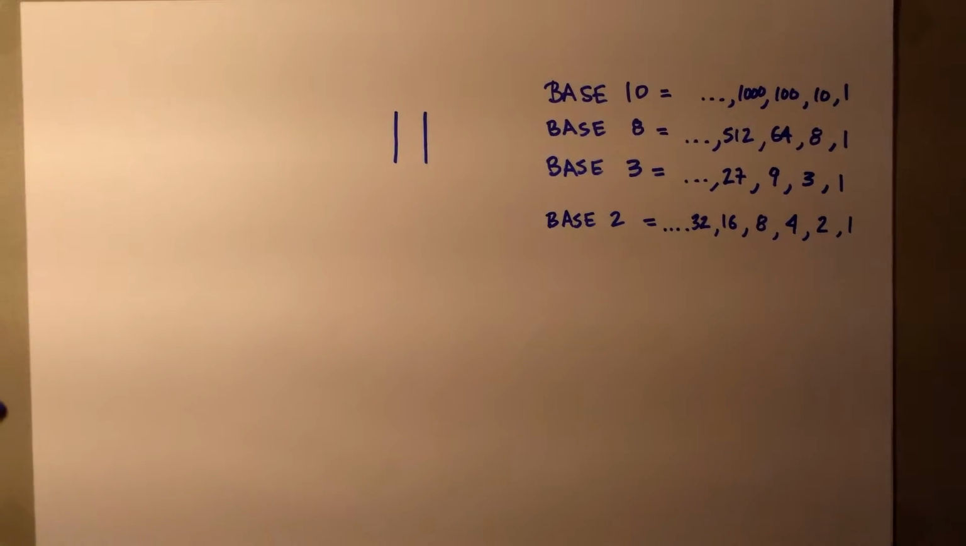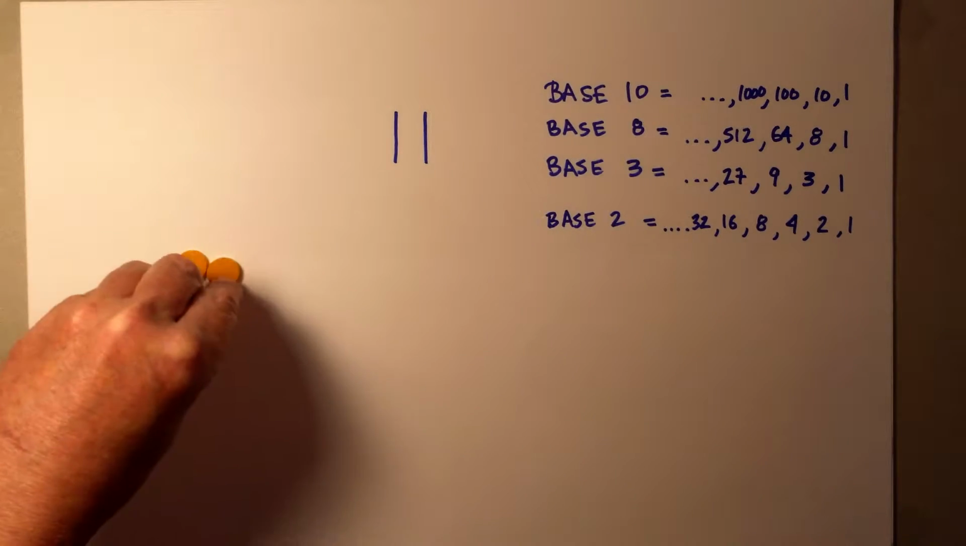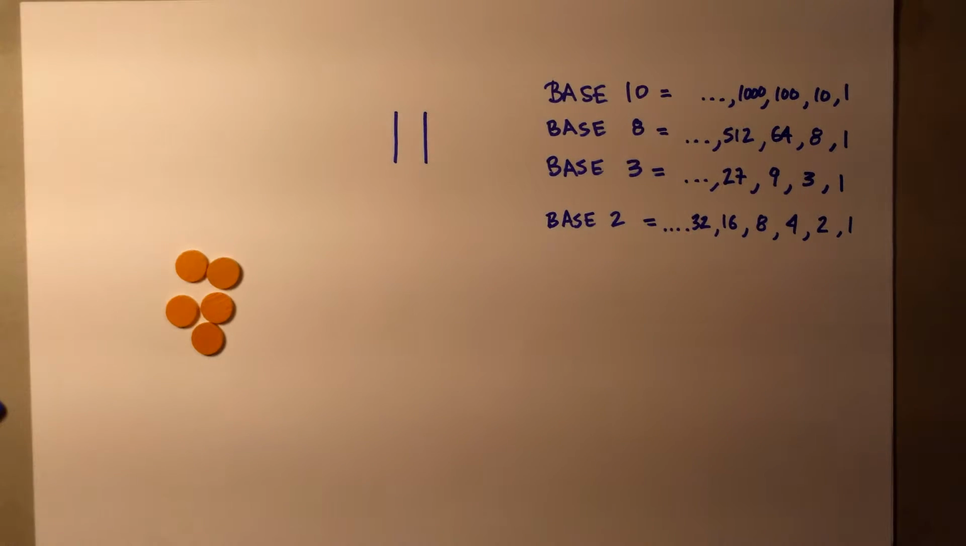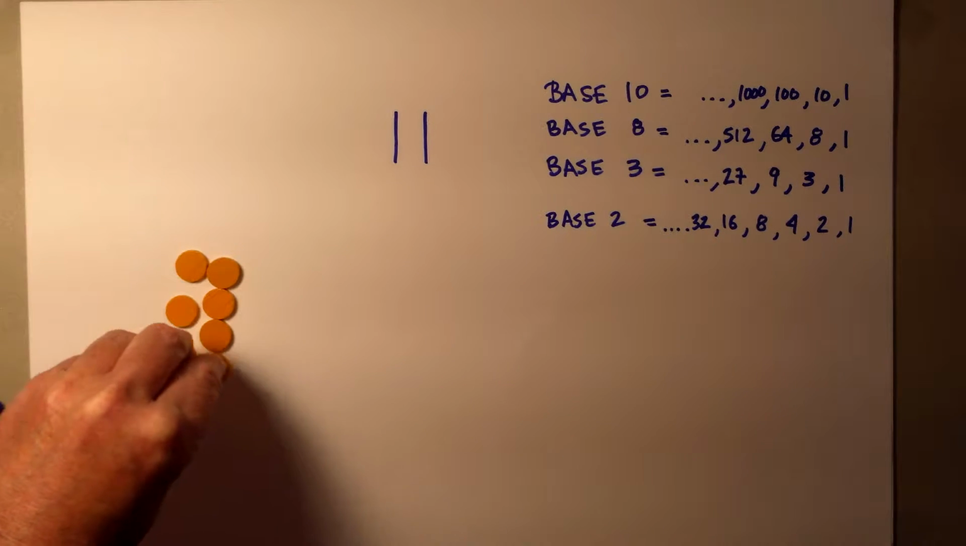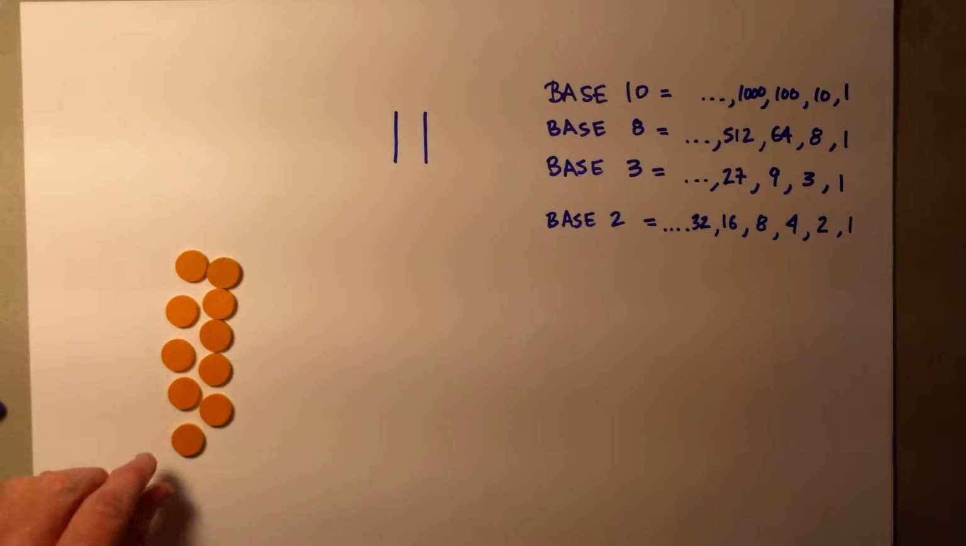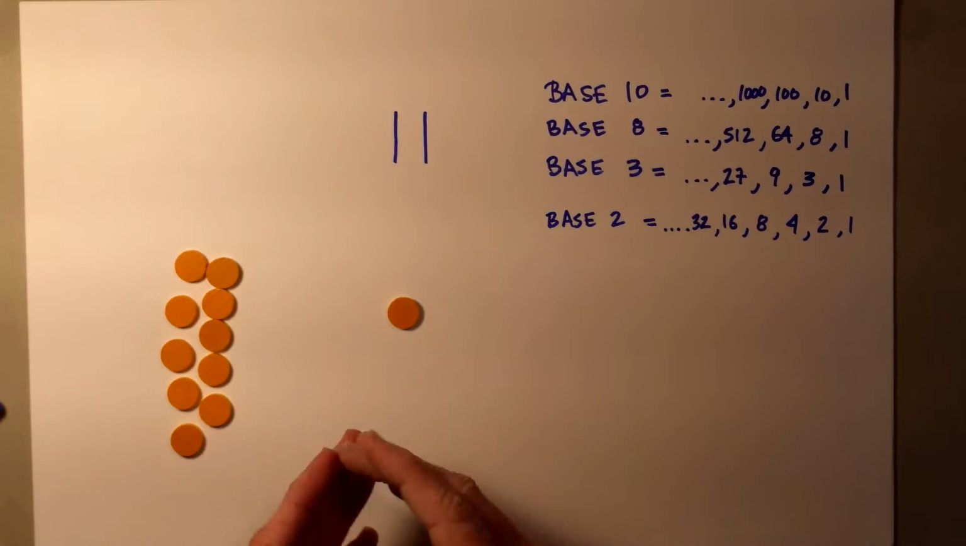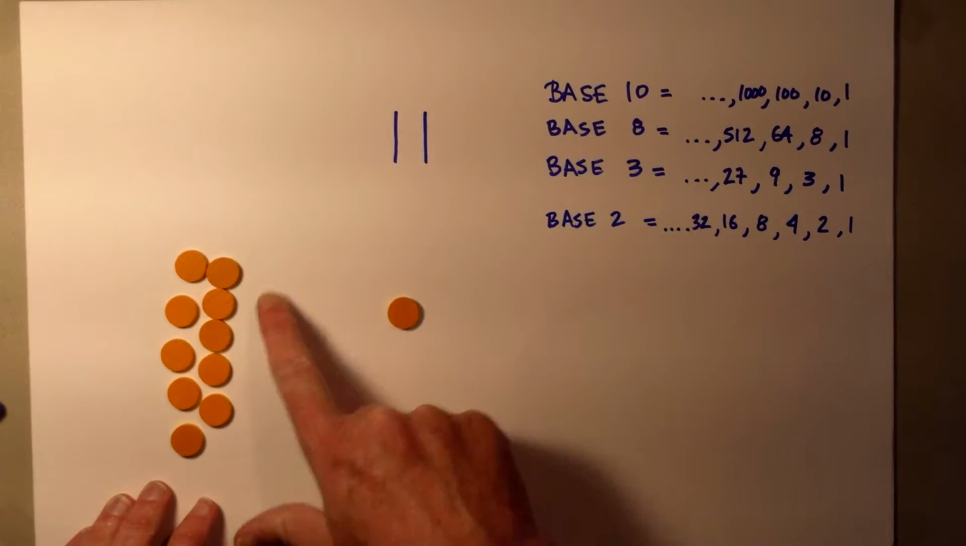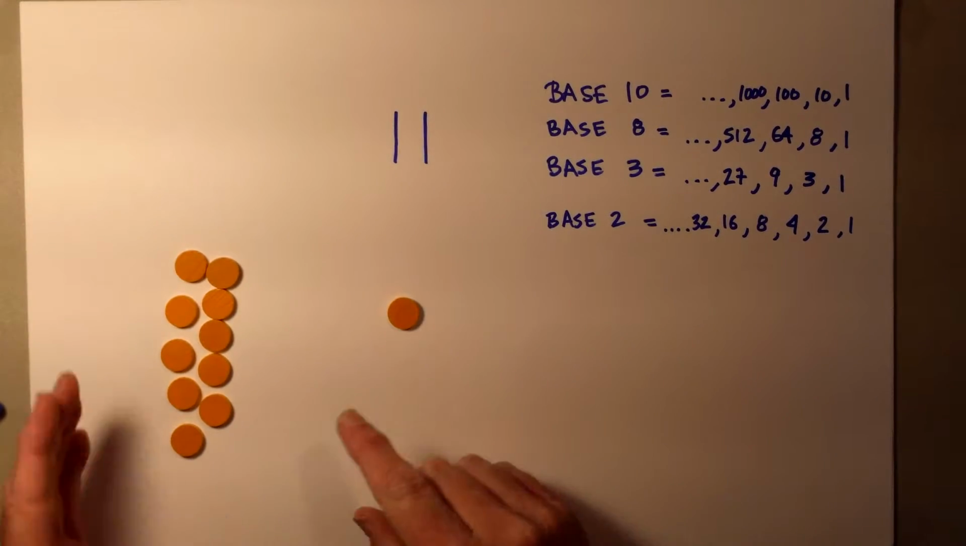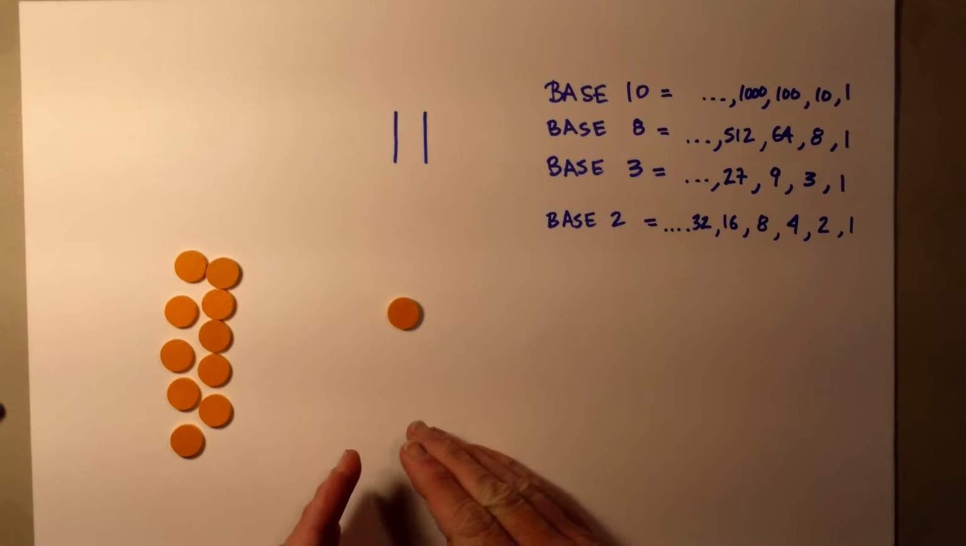Now, always keep in mind that this is just a representation of numbers of things. That's what numbers do. They represent things. So if we're looking at 11 as base 10, this is what I'm talking about. I have one set of 10 and one 1 for a grand total of 11.